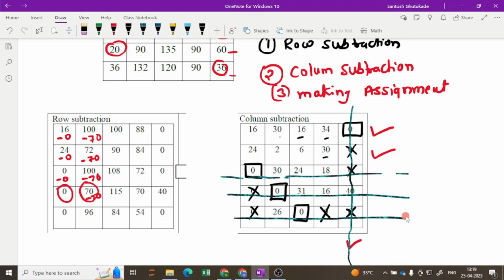The next step is, from these remaining values, select the smallest element. 2 is the smallest element from the remaining values. We will subtract this 2 from all the elements not covered by a line. So we subtract 2 from 16: 16 minus 2, 30 minus 2, 16 minus 2, 34 minus 2, 24 minus 2, 2 minus 2, 6 minus 2 and 30 minus 2. And we will add these 2 at the junction of two lines. At the junction means where these 2 lines meet. So here 2 lines meet, so we will add 2 here, and here also we will add 2.